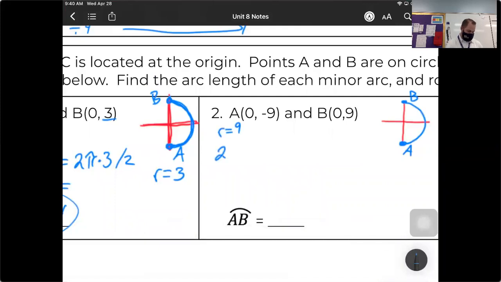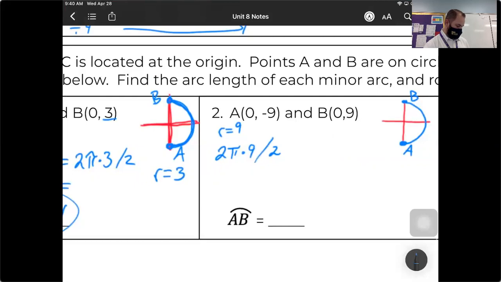Bingo. So we do 2 pi times 9 divided by, how much of the circle am I using? A half or a fourth? Half. So we divide by 2. Do that in the calculator. 2 times pi times 9 divided by 2. Say, 28.3. Raise your hand if you think it's 28.3. Good. 28.3.